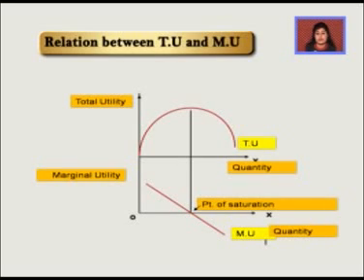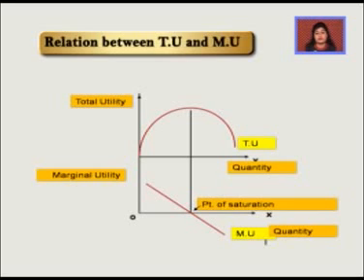Let me give you a very, very simple example. Supposedly, I'm very thirsty. The first glass of water which I'll consume will give me more utility. The second will give a little less because my need has already been satisfied. The third, a little even lesser. And the fourth, by the fourth unit, I'll be full, so MU will become 0.